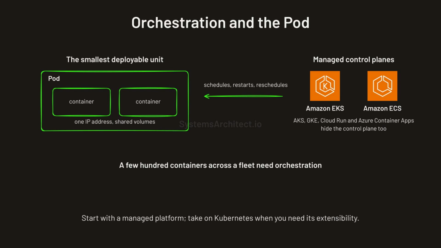Kubernetes is the standard, sold as a managed service through AWS EKS, Azure AKS, and Google GKE. Its smallest deployable unit is the pod. That is one or more containers sharing a network namespace and volumes. Containers as a service offerings like ECS, Cloud Run, and Azure Container Apps hide the control plane entirely. Start there and take on Kubernetes when you actually need its extensibility.